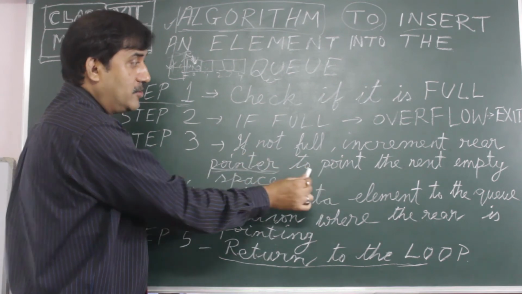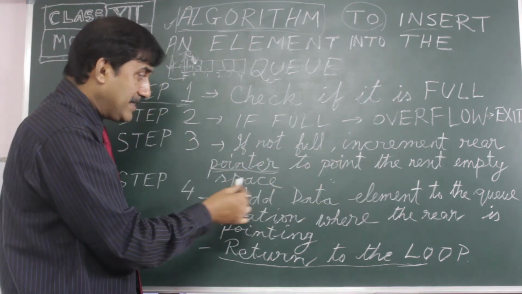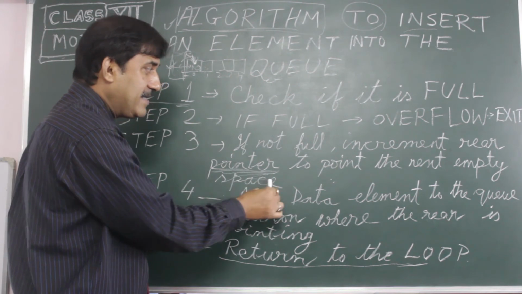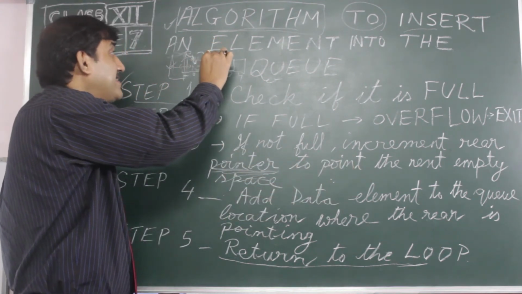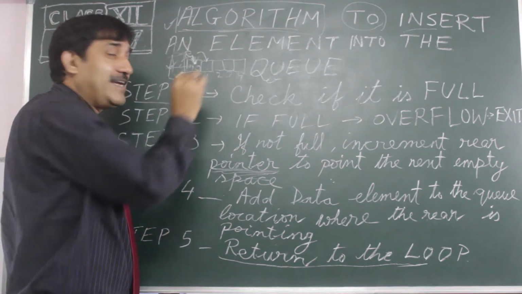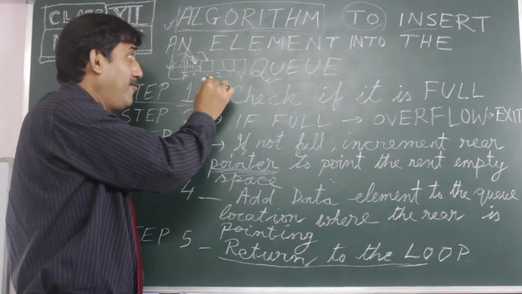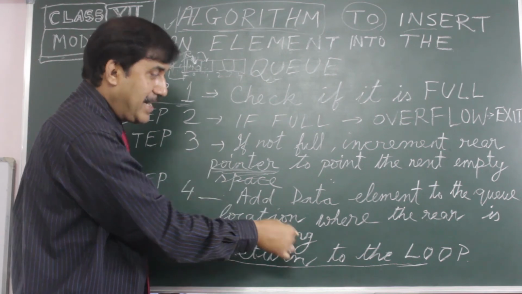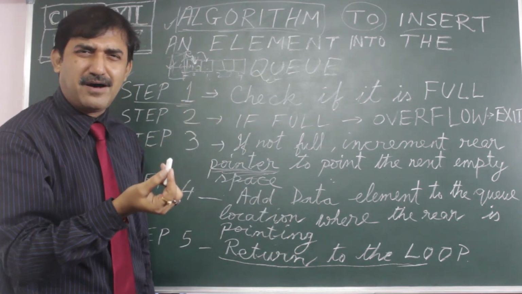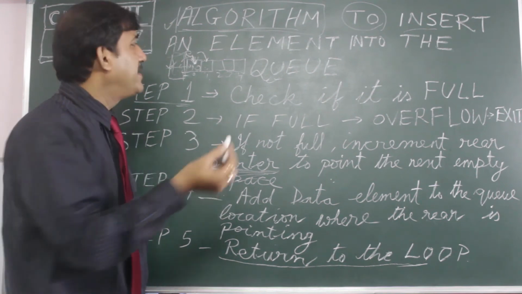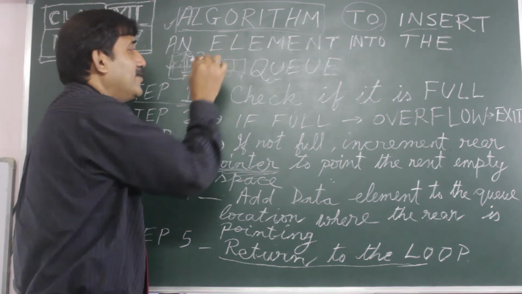The pointer points to the next empty space. So the next empty space is this one. The first position, 0, is over. Now we have come to 1. An element is added, the pointer is there. The element is added. Suppose I now take an element as 30. So 30 has come.